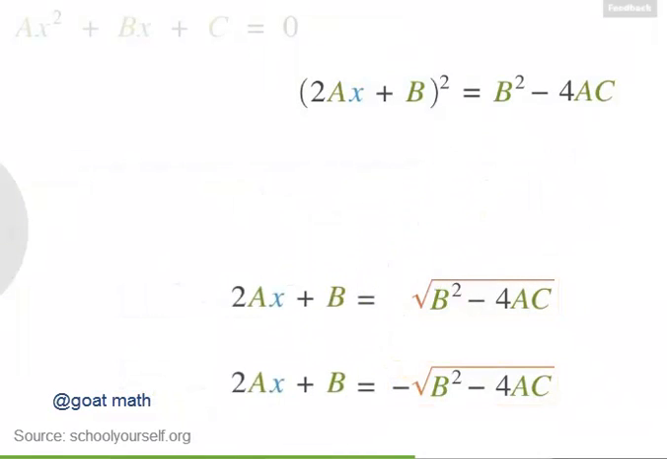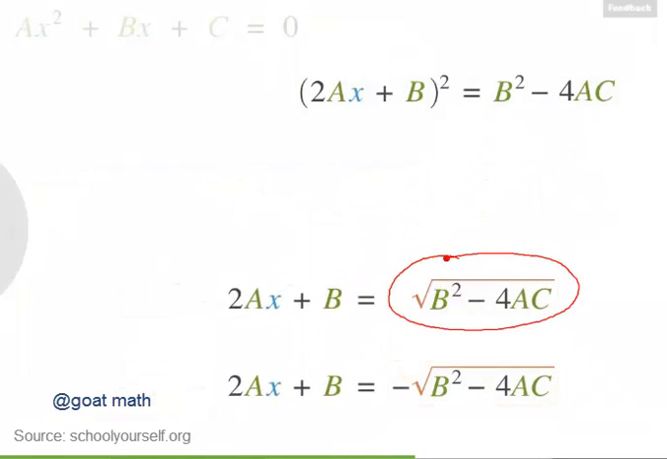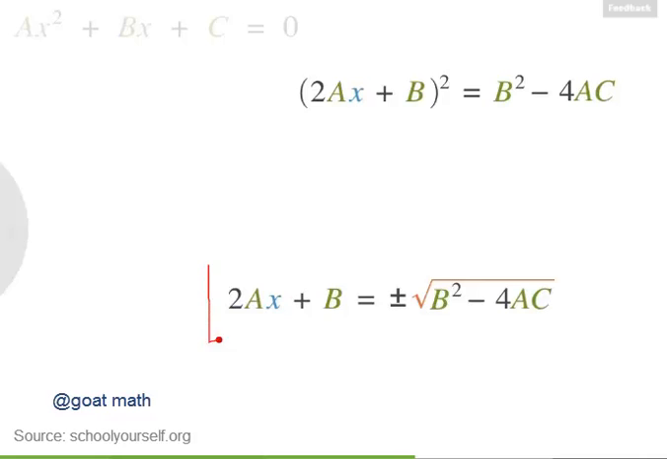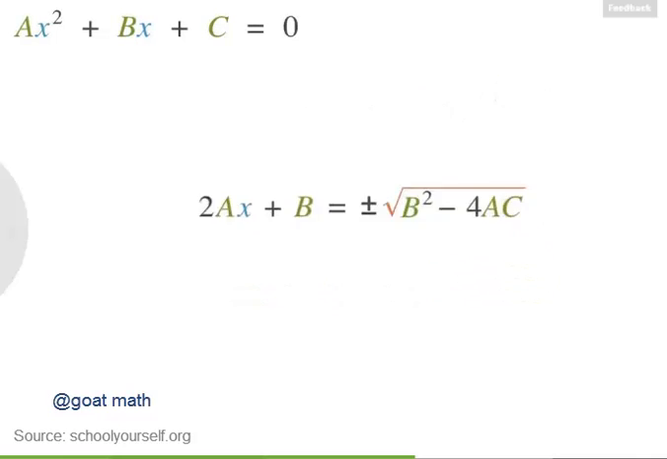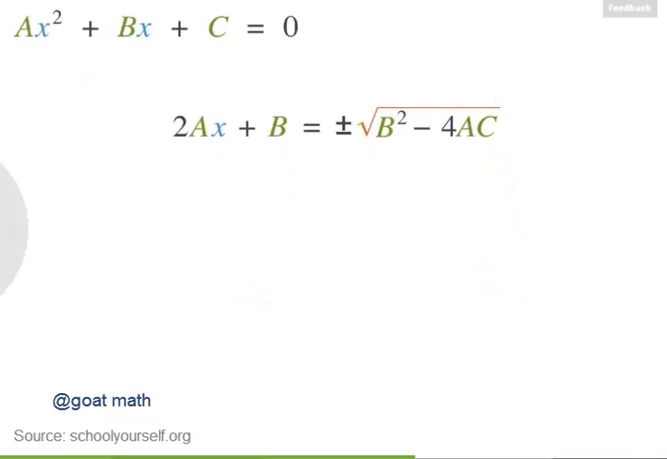Right, so 2ax plus b can equal the square root of b squared minus 4ac, or the negative root of b squared minus 4ac. And remember, you can combine these positive and negative expressions into one answer. 2ax plus b equals plus or minus the square root of b squared minus 4ac. So we started off with the general quadratic equation, ax squared plus bx plus c equals 0, and now we've almost solved for x. Let's subtract b from both sides.